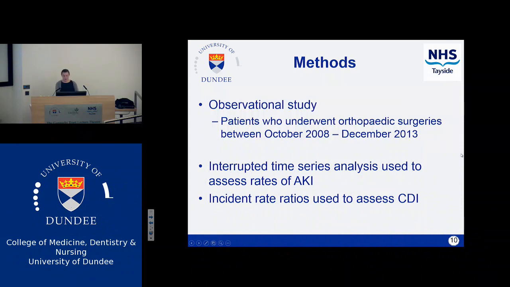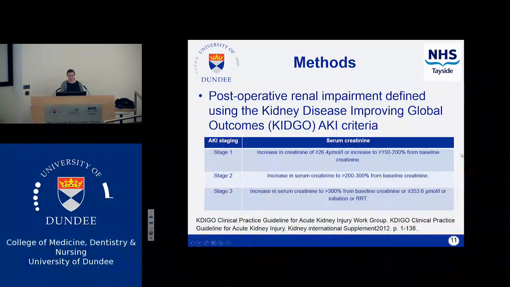For the C. diff infections, there were actually quite a small number of cases, and in some months there were no cases of C. diff infection, so we used an incident rate ratio to assess for change. For post-operative renal impairment or acute kidney injury, we used the Kidney Disease Improving Global Outcomes AKI criteria, which, again, because of the AKI alerts, I'm sure a lot of you will be aware of, but essentially splits acute kidney injury into 3 stages. We were interested in looking at any acute kidney injury, and so defined it as an increase in creatinine of more than 26.4 micromoles per litre, or an increase of more than 150% from the baseline.